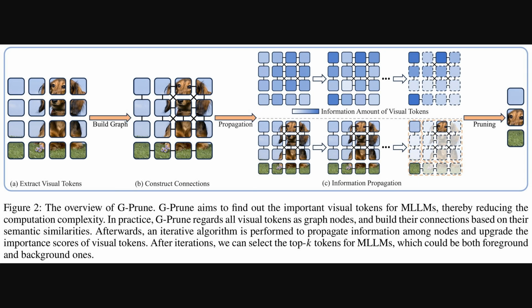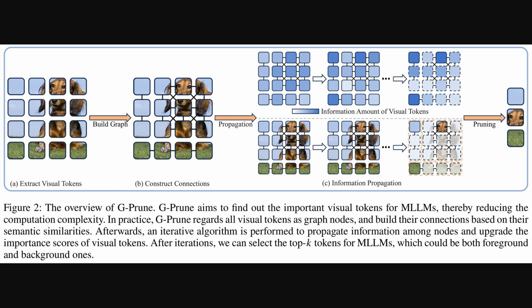Okay. So building on that idea of using graphs, Figure 2 actually visualizes the gprune method step by step. First you see, in part A, they extract the visual tokens from the image, like breaking it down into patches. Then, and this is the key part, in B, they build a graph. Connections are made between tokens that are semantically similar, based on cosine similarity.